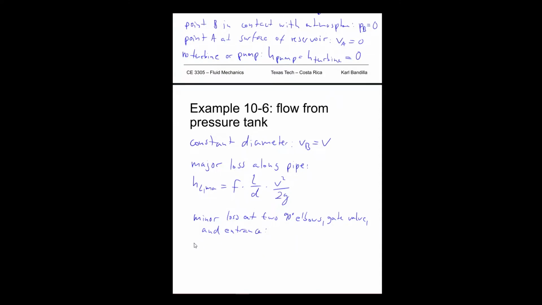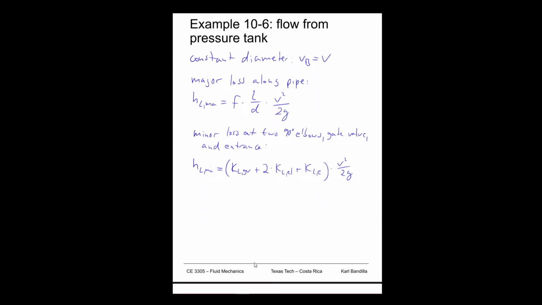So we can say our HL minor, right, is then just all the different factors added together. So we have a KL from the gate valve, 2 times the KL for an elbow, and the KL for an entrance, and all that times V squared over 2g. Again, we don't know what V is, but we can go and look up what all these factors are.